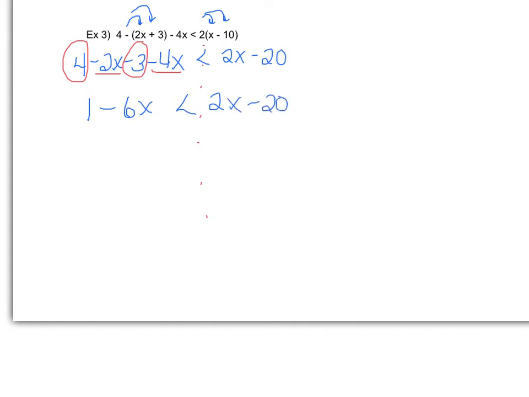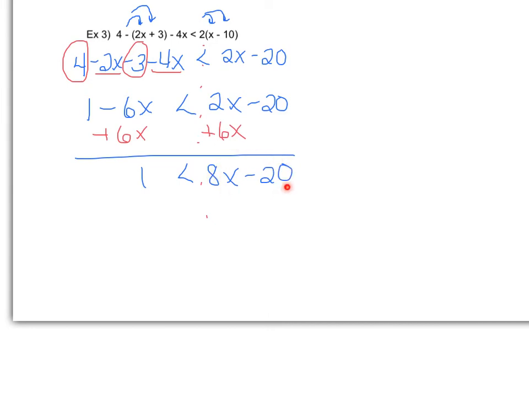Now I ask myself, do I have the variable on only one side? And since my response is no, I'm going to choose to either get rid of the minus 6x, or get rid of the 2x. For the most part, I like to typically get rid of the smaller one, so I'm going to go ahead and get rid of that minus 6x by adding a 6x, but if I add a 6x to the left, I also have to do it to the right. Leaving me with 1 is less than 8x minus 20, so I've successfully gotten the variable on only one side.